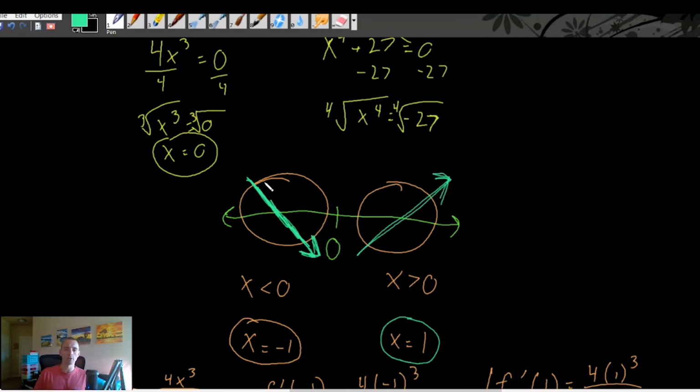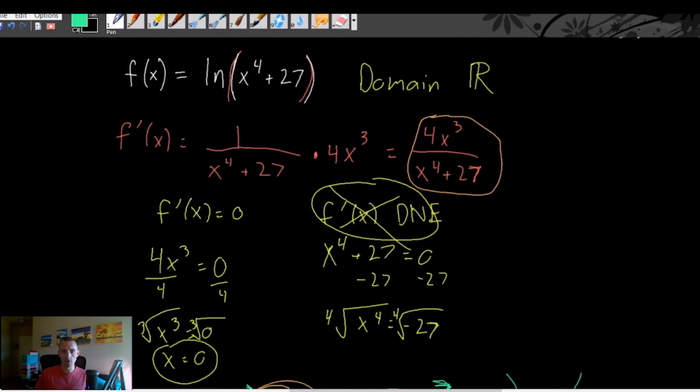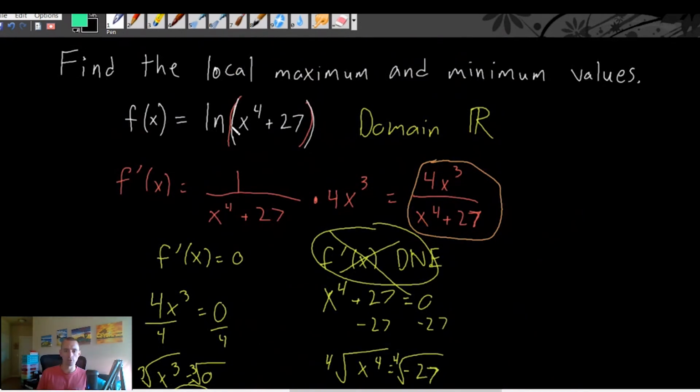So basically our function f is decreasing to the left of x equals 0, and it's increasing to the right of x equals 0. So if we're decreasing to the left and increasing to the right, we have a local minimum right there, because it's coming down and then going up over there. So this critical number of x equals 0 is a local minimum of this original function.